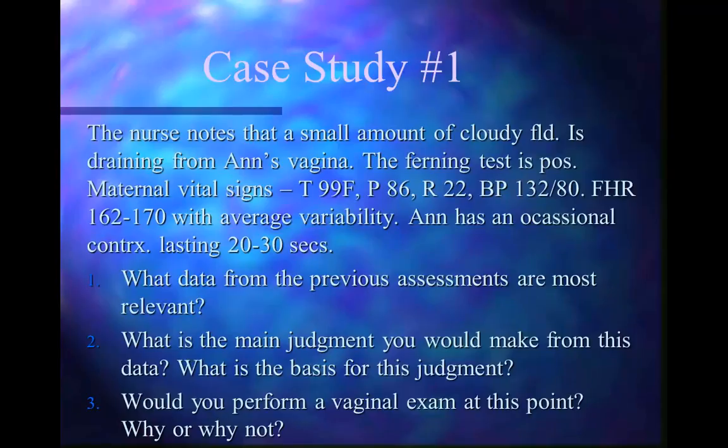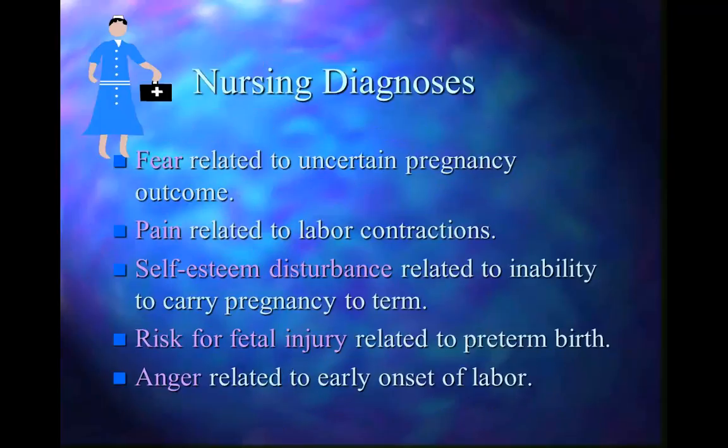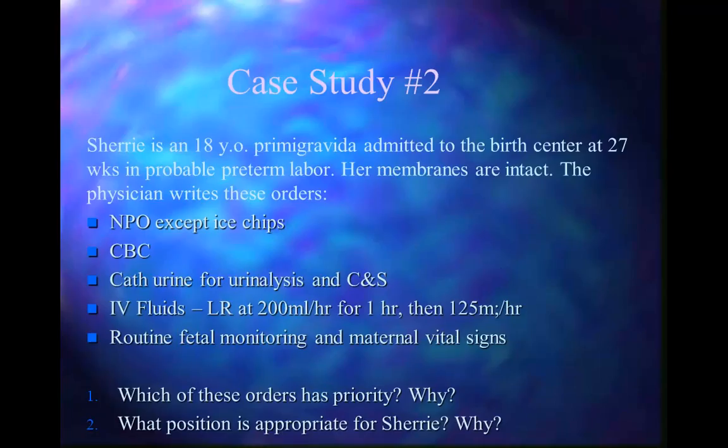Small amount of cloudy fluid draining from her vagina. A Fernie test is positive. We have her vital signs. We have the fetal heart rates. And she has some occasional contractions. So we want to look at what data from those previous assessments are most relevant. What is the main judgment you would make from this data, and what's the basis for your judgment? And would you perform a vaginal exam at this point? Why or why not? So think about that. Here's some nursing diagnoses, again, not all inclusive, but some that you might think to include with preterm labor patients.